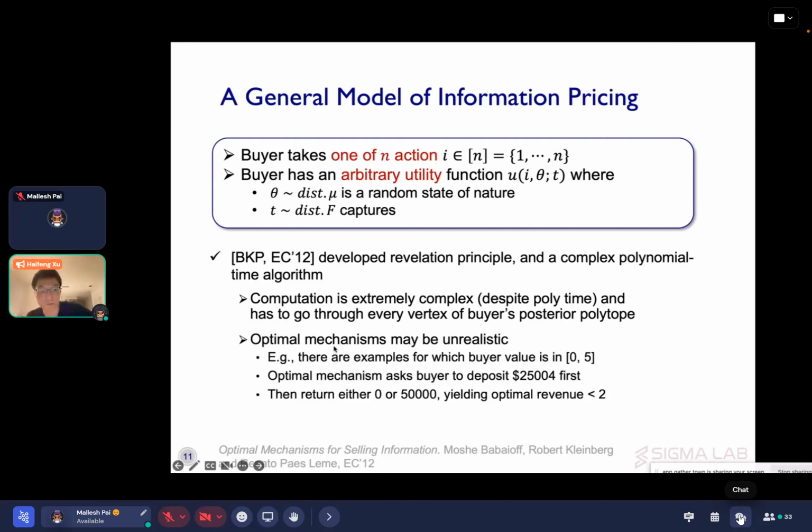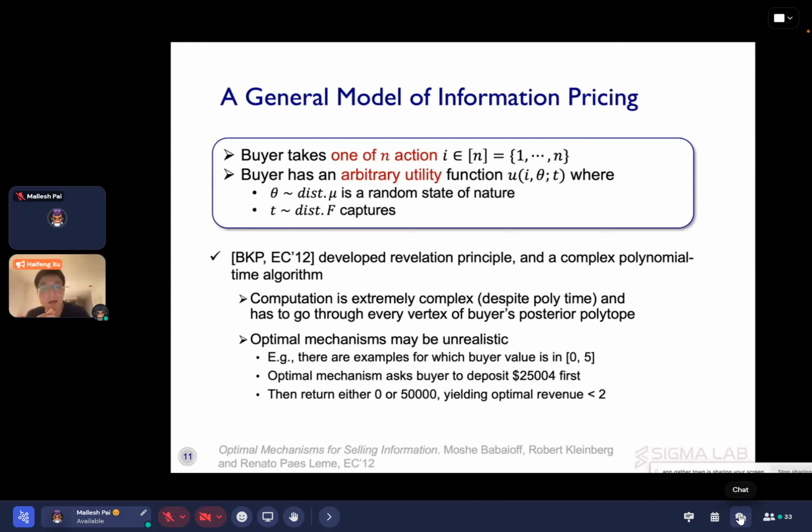Another drawback is that the optimal mechanism turns out to be unrealistic in some situations. For example, their own paper has a simple example where the buyer's value is simply between 0 and 5. But their optimal mechanism has to ask the buyer to deposit roughly $25,000 first. And then with some probability you return 0 to the buyer, and with some probability you return 50K to the buyer. They show that this is the optimal mechanism, which yields optimal revenue at most 2. So you can see there's something unnatural happening in this optimal mechanism.